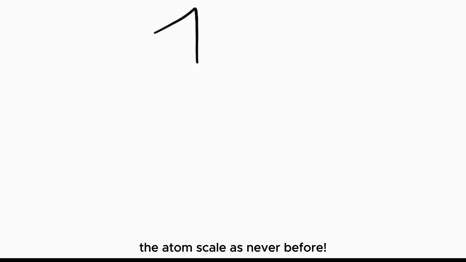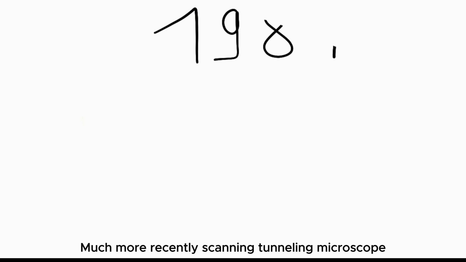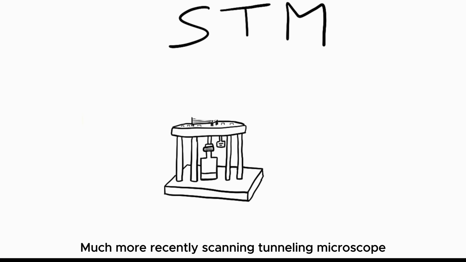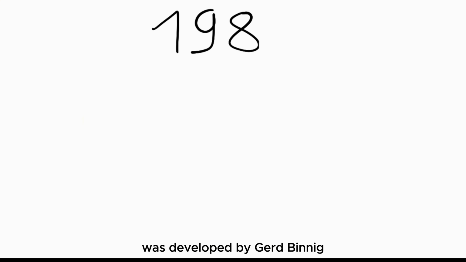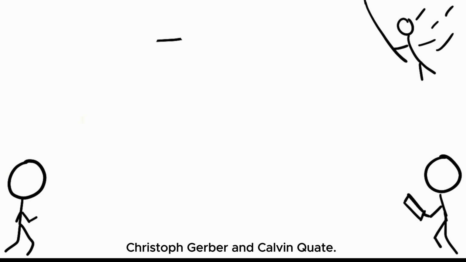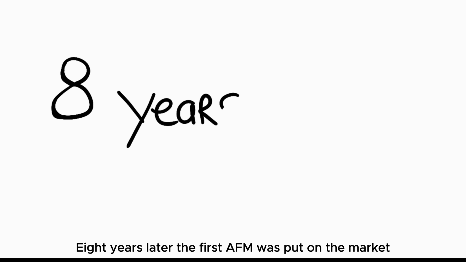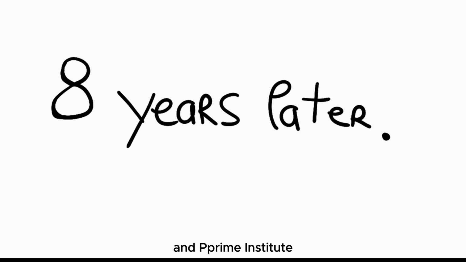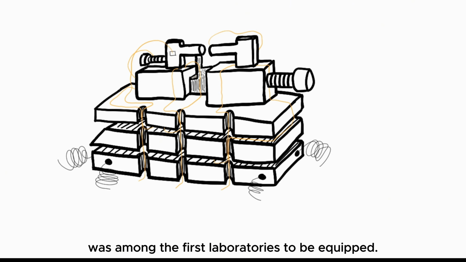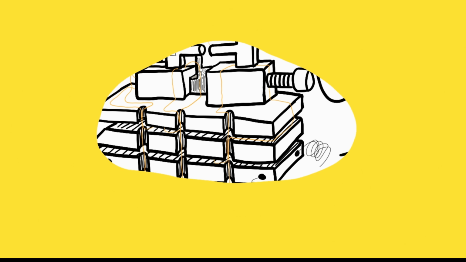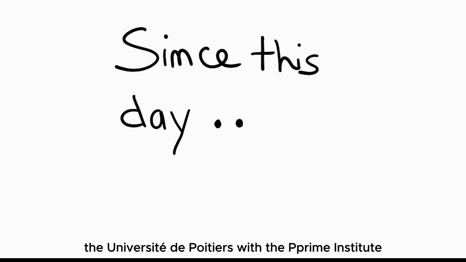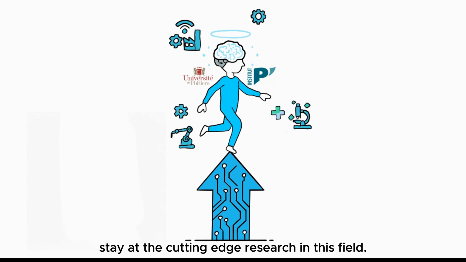scale as never before. Much more recently, scanning tunneling microscope, followed by atomic force microscope, was developed by Gerd Binnig, Christoph Gerber, and Calvin Quate. 8 years later, the first AFM was put on the market, and P' Institute was among the first laboratories to be equipped. Since this day, the Université de Poitiers with P' Institute stay at the cutting-edge research in this field.